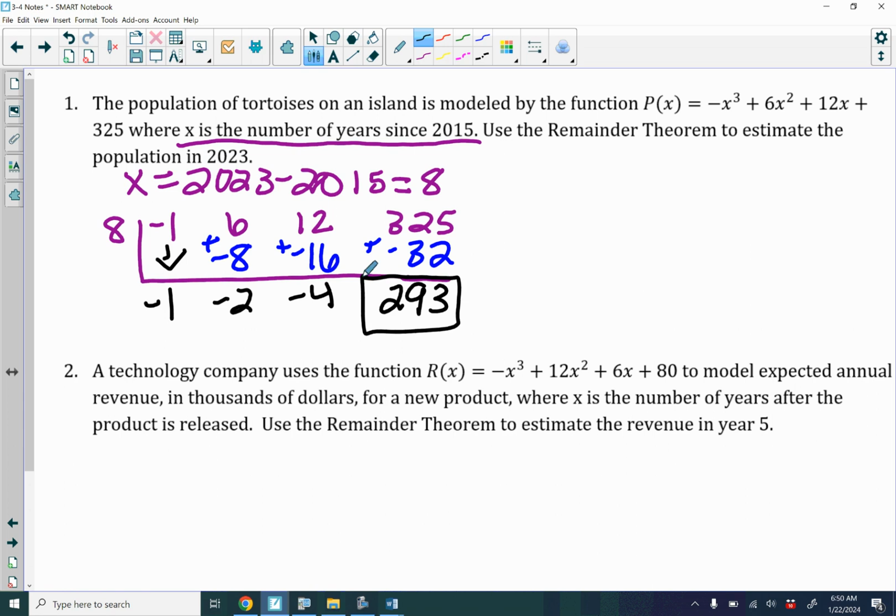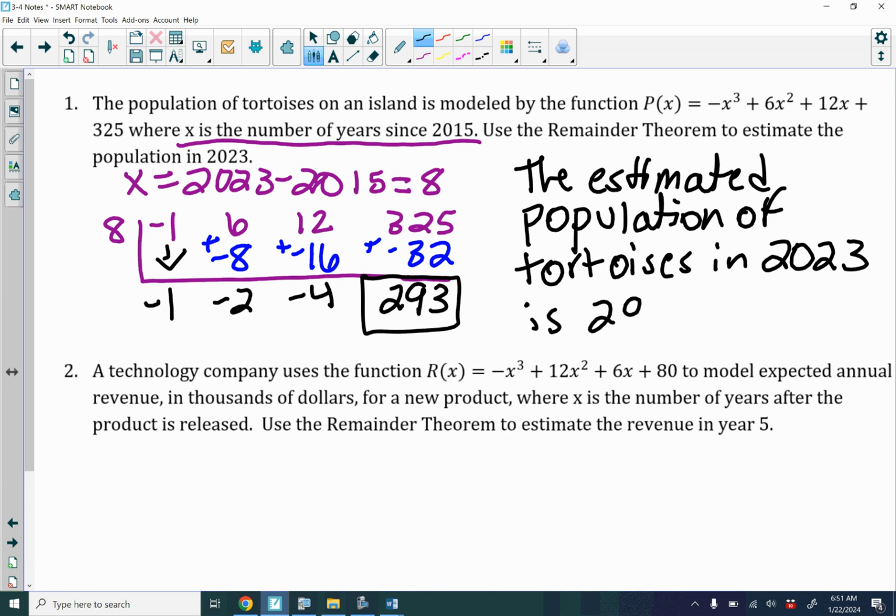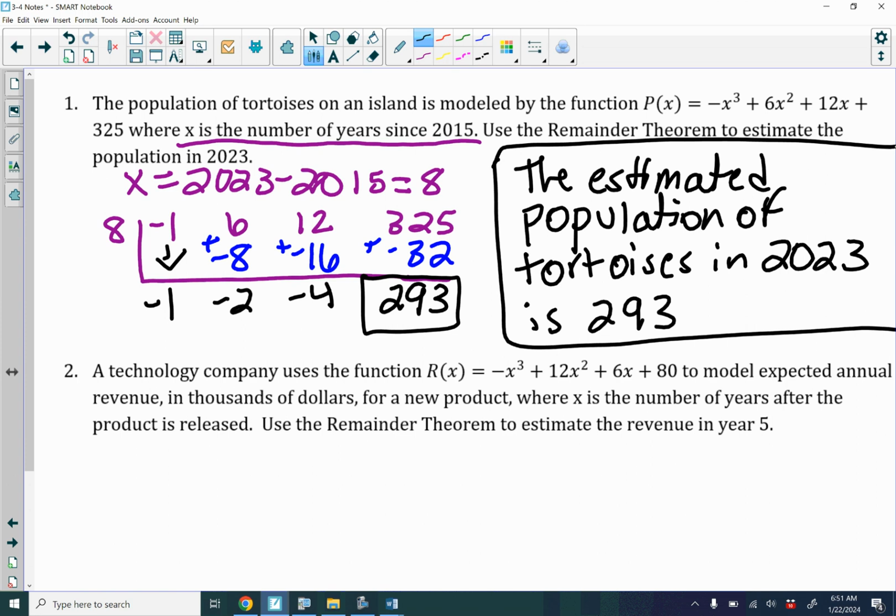So basically what this is saying is that the estimated population of tortoises in 2023 is 293. That would be your answer there. And once again, you can use direct substitution and it will get you the same answer.